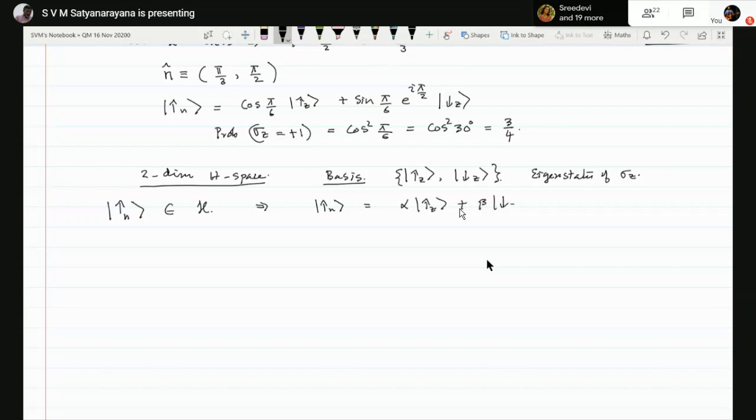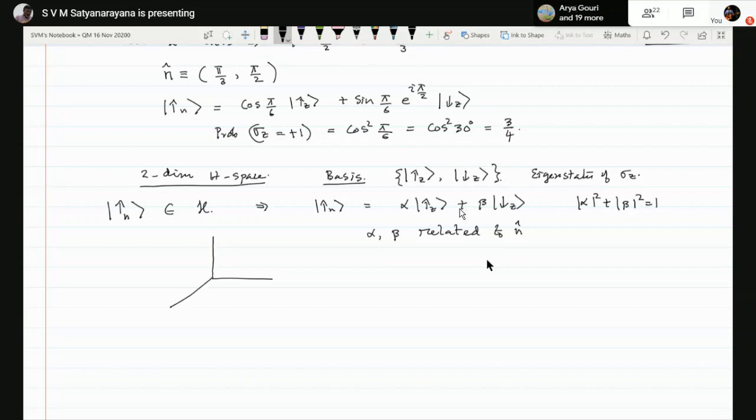Correct? But this is the basis, so we will be able to write down up n. Of course, mod alpha squared plus mod beta squared is equal to 1, because that's the complete basis. Now, you may understand that this alpha and beta are complex numbers and they have to be related to this n cap, because the n cap changes this alpha and beta. But now the question is, how do we choose this alpha and beta? So this is what is parameterization.